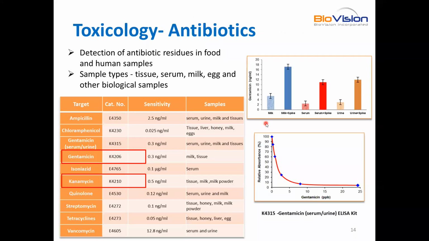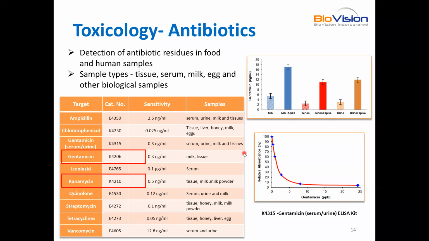So let's start with the ELISA kit for the detection of antibiotics. Antibiotics, as we all know, are also known as antibacterials. These are drugs that destroy or slow down the growth of bacteria. Generally, these antibiotics can be given to animals for the treatment and prevention of diseases and growth promotion. So these ELISA kits can be used for the detection of antibiotic residues either in food samples or in human samples.